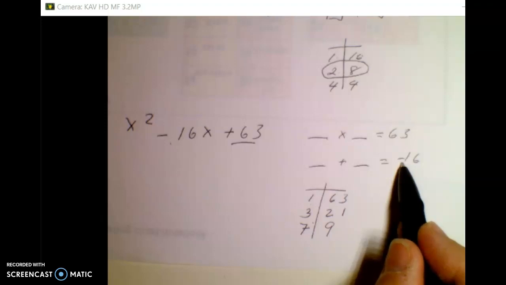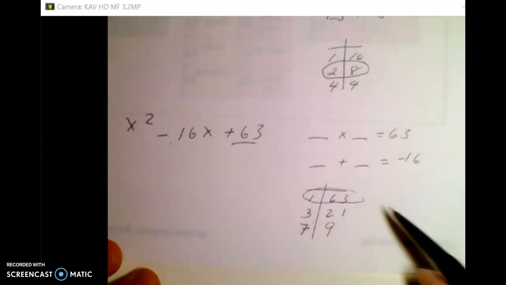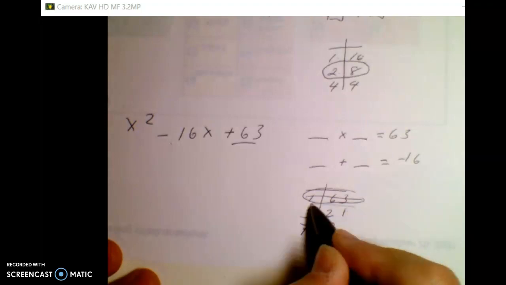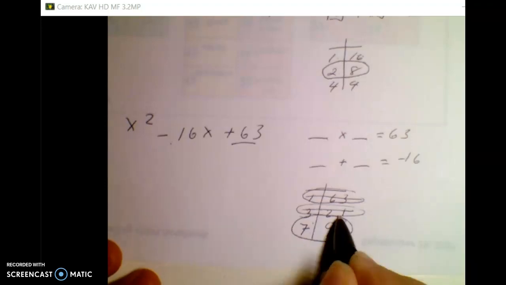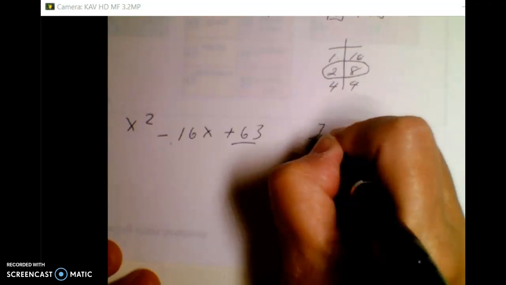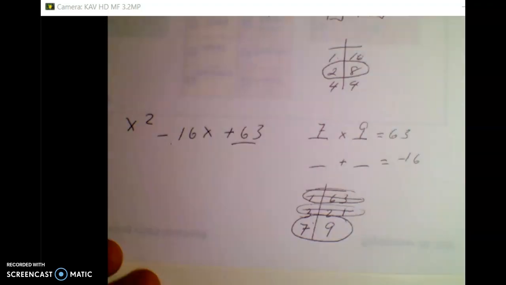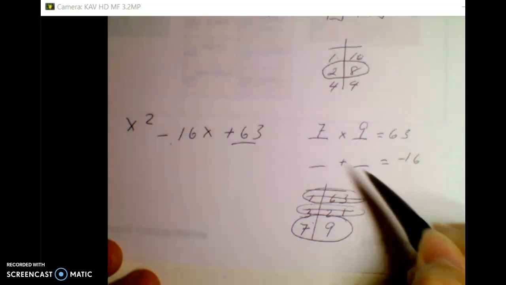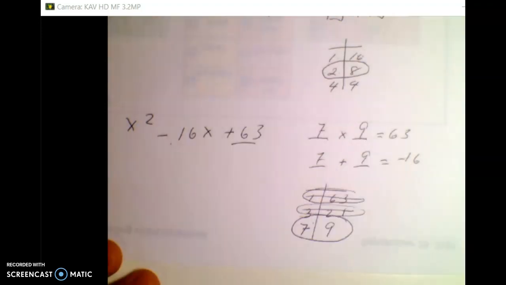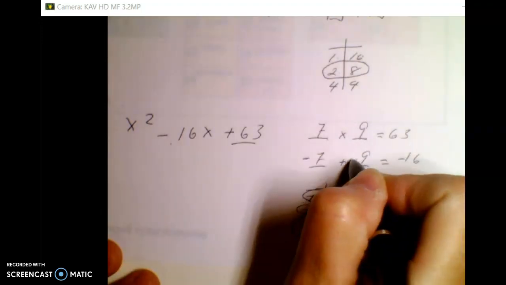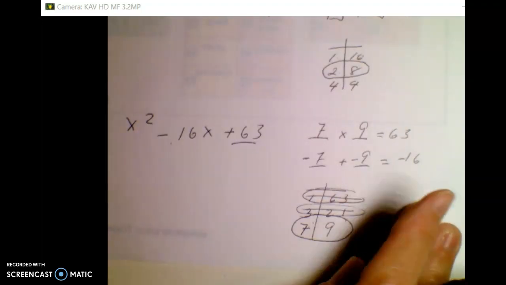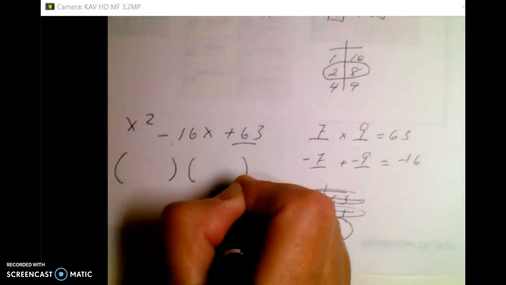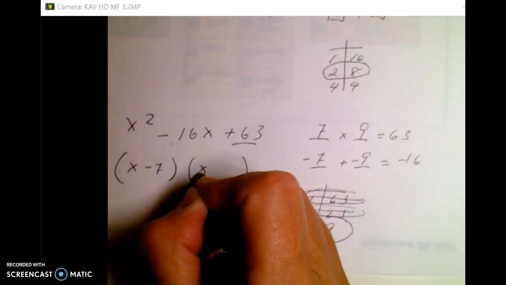So let's see. I'm looking for something that when I add two numbers together, I get a 16. Well, it's obviously not going to happen here. If I add these two together, I'm not going to get a 16. 7 and 9. So if I come up here and I put a 7 here and a 9, well, that's true. 7 times 9 is 63. But 7 and 9 do not add to negative 16, but if I put a negative here and a negative here, well, negative 7 plus negative 9 is negative 16. So I just found my two factors. We get x minus 7 and x minus 9.